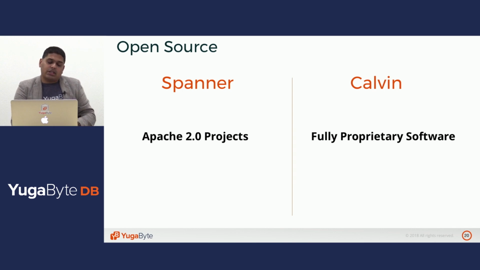Coming to open source, both the Spanner derivatives, YugabyteDB and CockroachDB are Apache 2.0 projects, highly permissive license. You can read the code, modify the code, fork the code any which way you like. Whereas on the Calvin front, FaunaDB is fully proprietary software. So you have the risk of recreating the challenges of the proprietary software database era of the big three, Oracle, SQL Server, and IBM DB2.